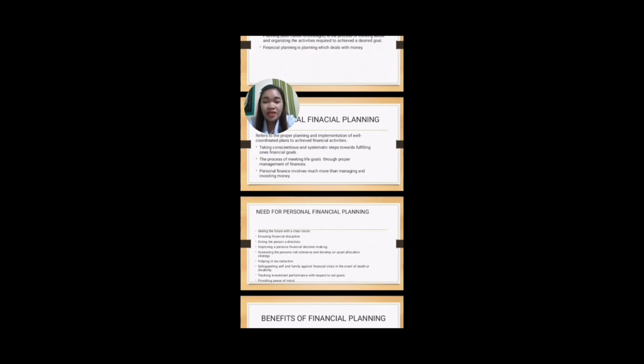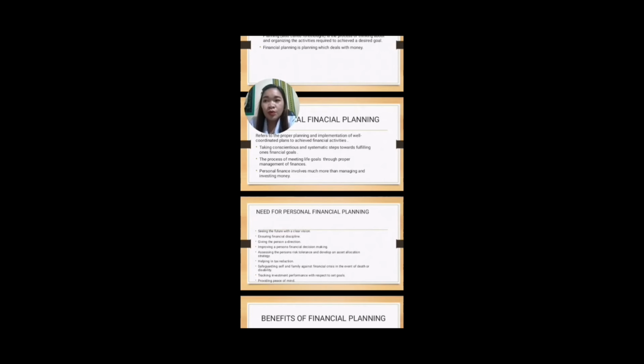Okay, there are things that we need for personal planning. First is seeing the future with a clear vision. When we have a goal to be achieved, we will be clear about the future. And through financial planning, we would be able to follow the steps needed to achieve the goal. So step by step, para makuha na ato ang atong goal. Without a financial plan, it would be like groping in the dark and everyday crisis management. So if you don't have a plan, how can you achieve your goal?